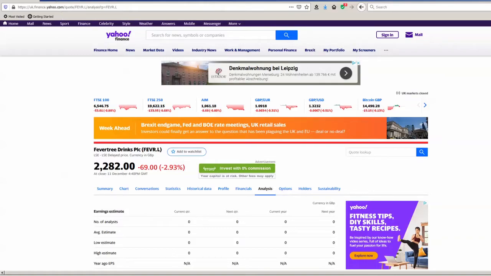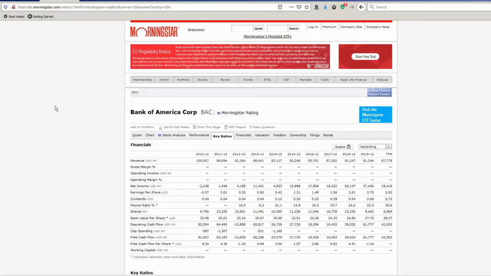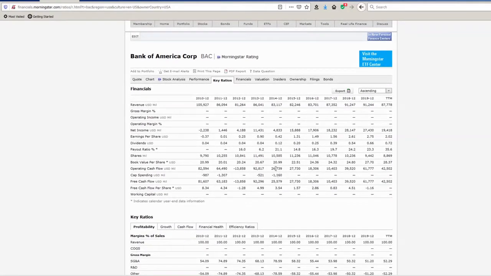Now, second up is Morningstar. Now, Morningstar I really like. I've got the Bank of America page up here. You can see 10 years worth of history, but it is very much in numbers format. So if you are quite numbers orientated, you can read tables really easily. For me, I quite like that.